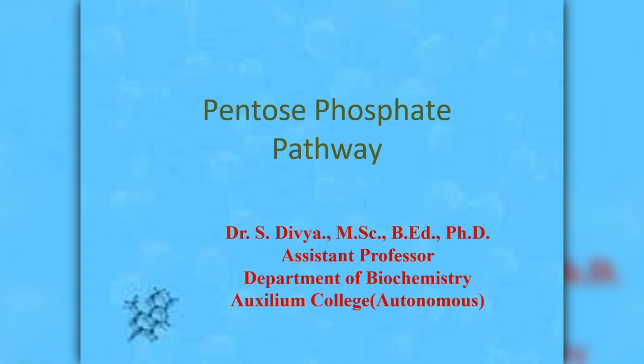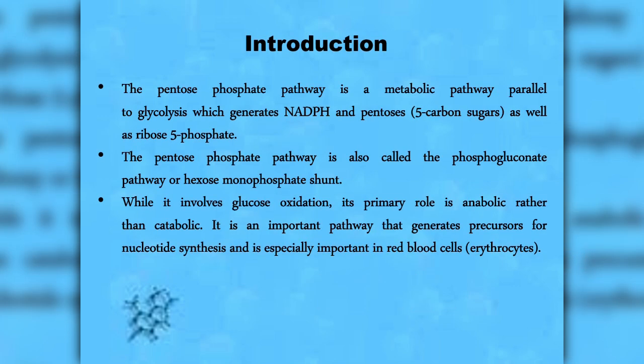Today's topic for discussion is the pentose phosphate pathway. The pentose phosphate pathway is a metabolic pathway parallel to glycolysis which generates NADPH and pentose, that is 5 carbon sugars, as well as ribose 5-phosphate. The pentose phosphate pathway is also called the phosphogluconate pathway or hexose monophosphate shunt.